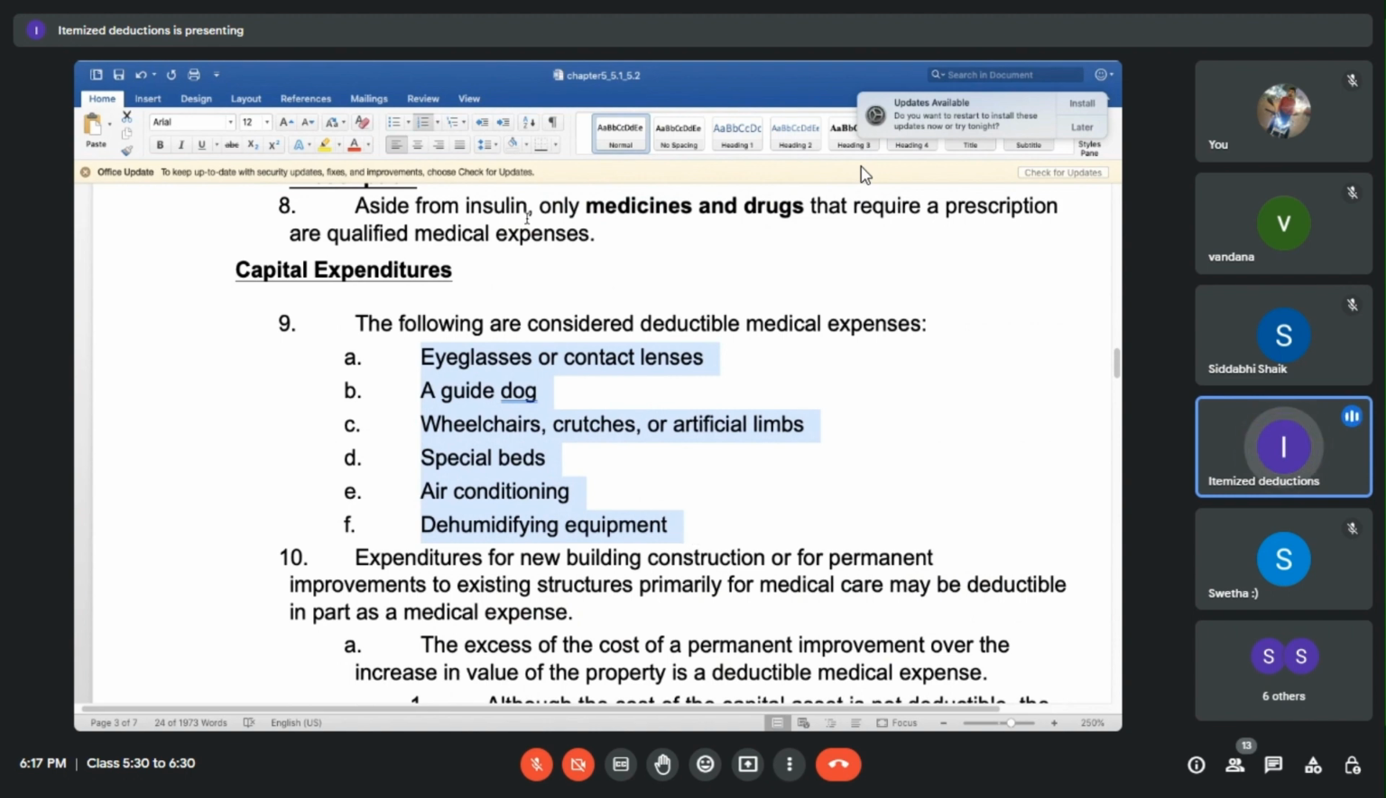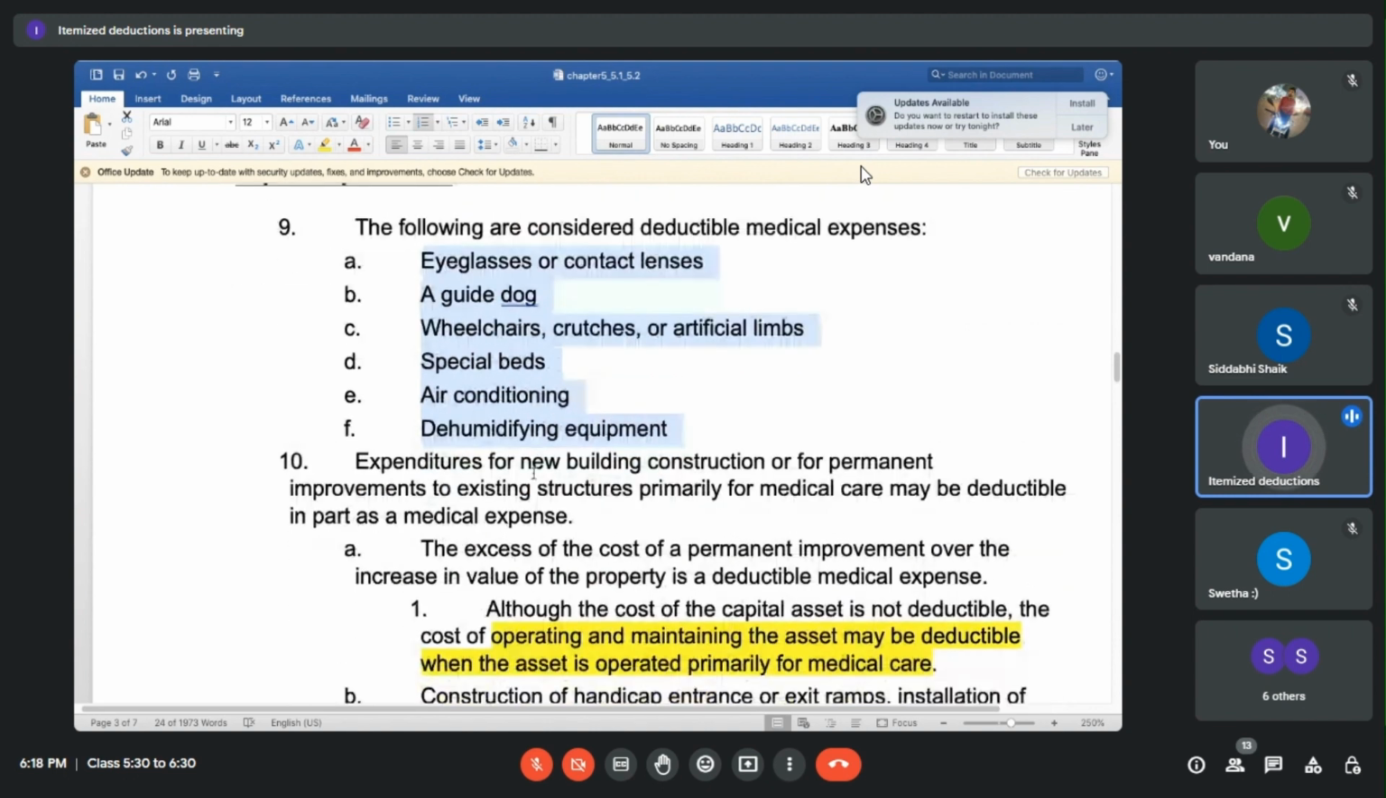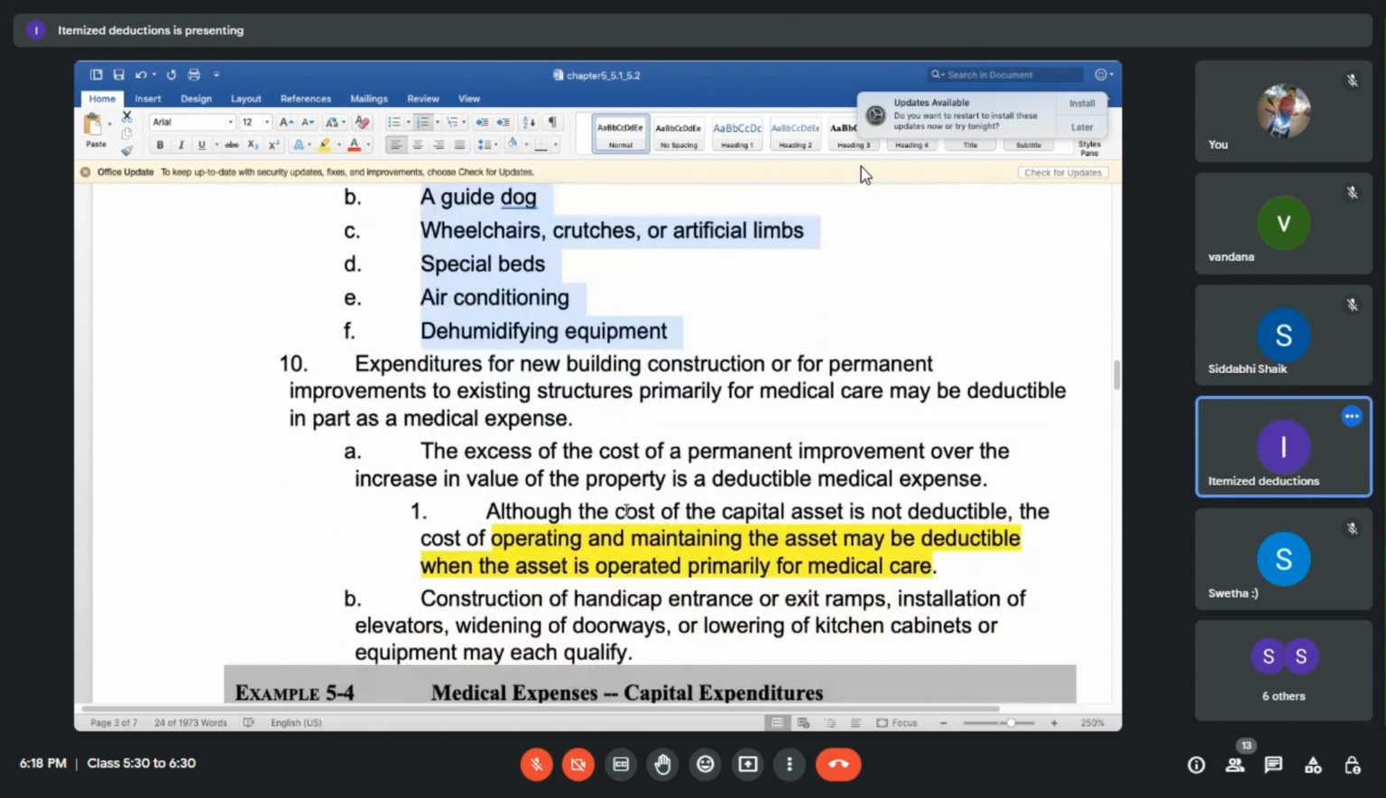Now, this is all still fine, but sometimes we need to break down the house, or make a special room, or make a ramp, and those are pretty high expenses. Like making entrance or exit ramps, installing elevators for a person who is not able to climb at all, widening doorways so the wheelchair can go inside and outside, lowering kitchen cabinets. Those are big expenses. They will also qualify, but there are certain rules around it.